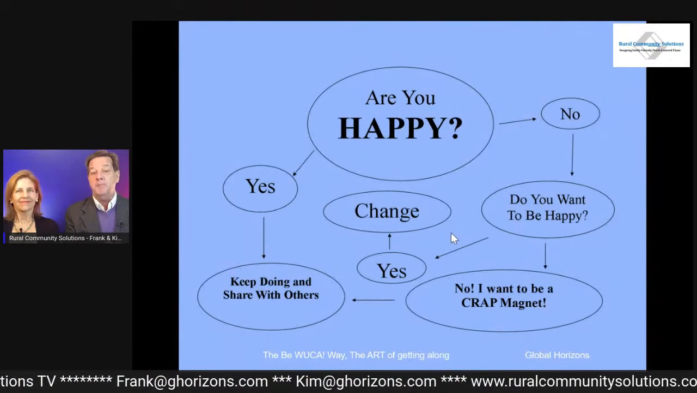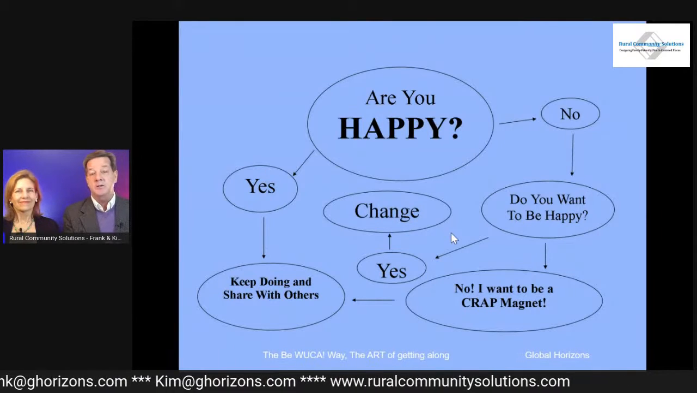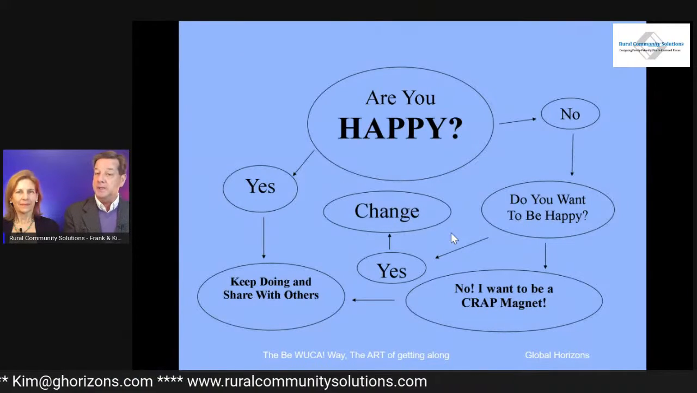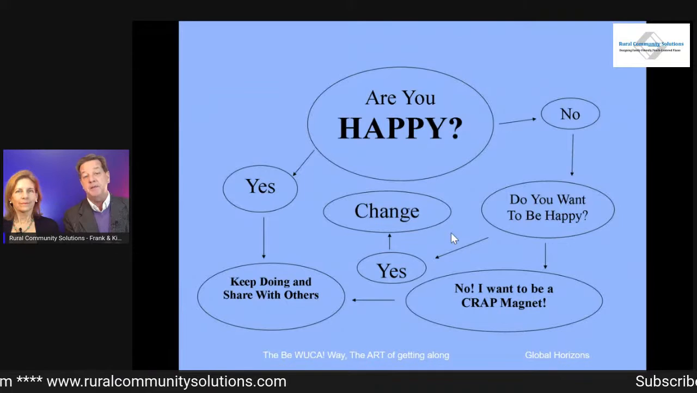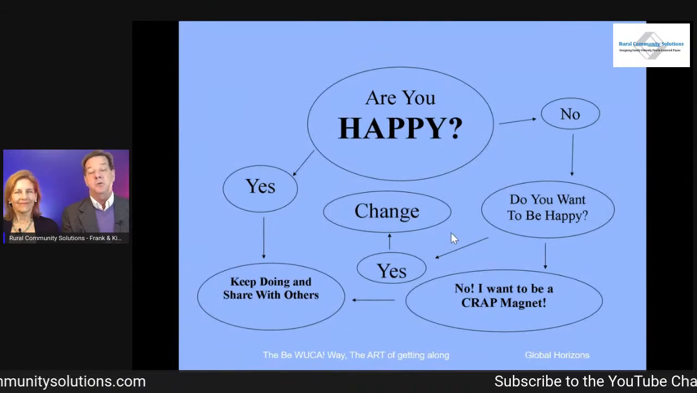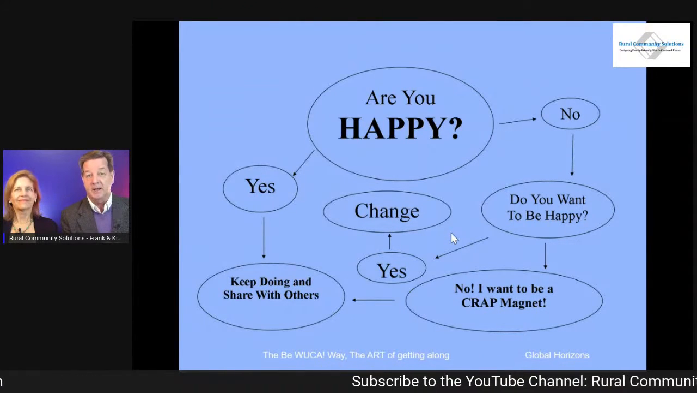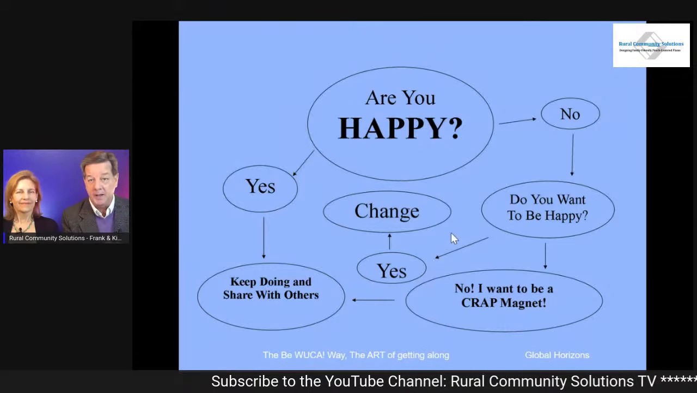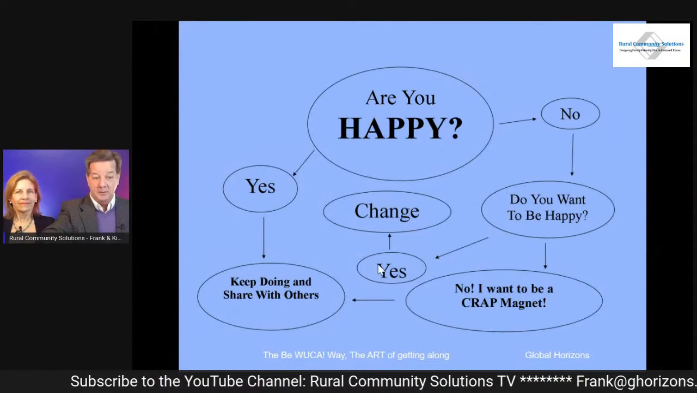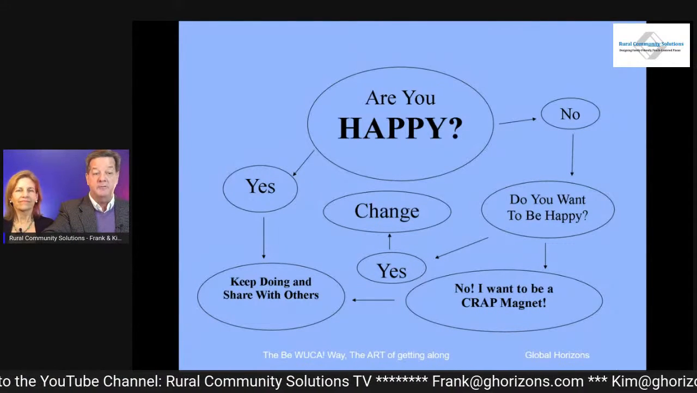So if you wake up in the morning and say, I want to be happy, or I don't want to be happy. Am I happy? No. Do you want to be happy? No. Then you are a crap magnet. And we don't want crap magnets. We repel crap magnets. We run away from crap magnets. So being a crap magnet is a choice.